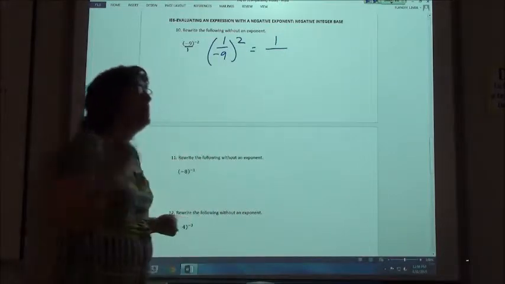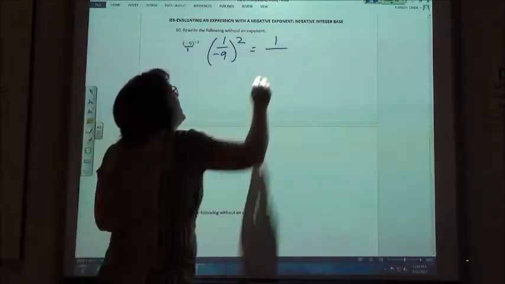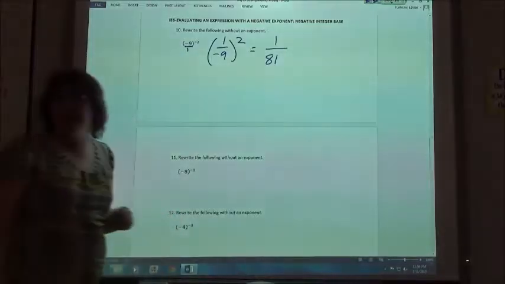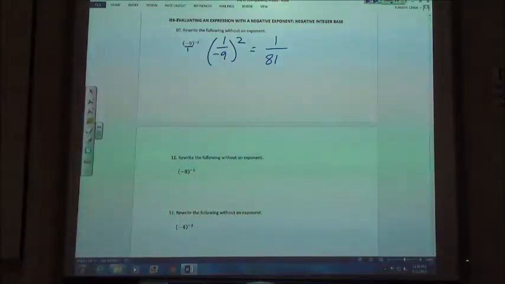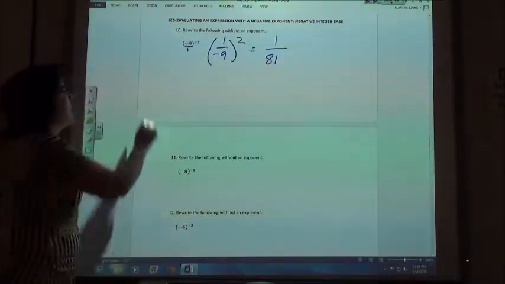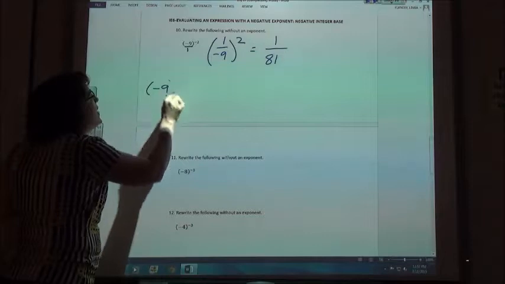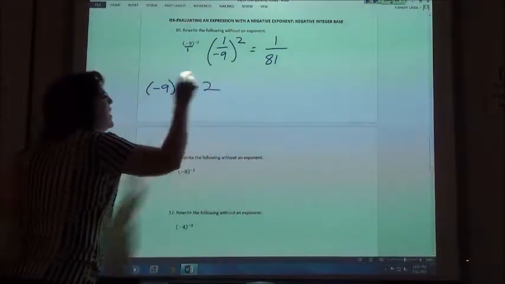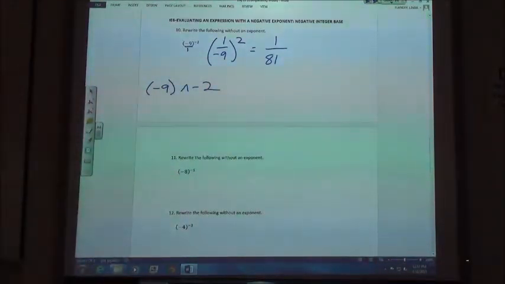-81. Negative times a negative? Positive 81, right? When you take -9 times -9, you get a positive 81. So again, if I wanted to check that with my calculator, I use the parentheses around the -9 to the -2 power. Go ahead and punch that one in.